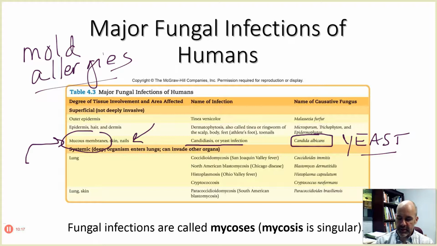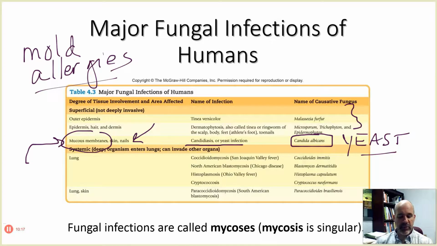There are yeasts that cause, fungi that are not in the yeast category that cause infections of the skin, like athlete's foot, jock itch. Ringworm is actually a fungal infection. It's not a worm. Nail infections, if you've seen pictures of fungal infections of the toenails.